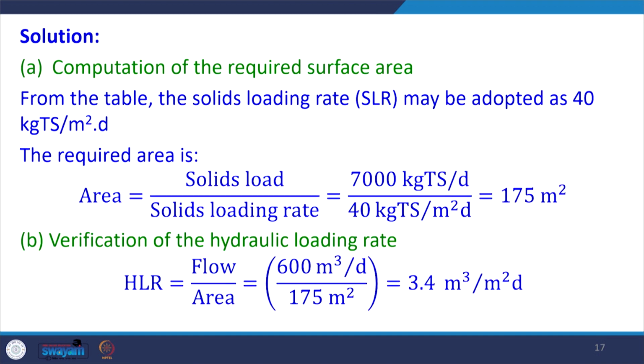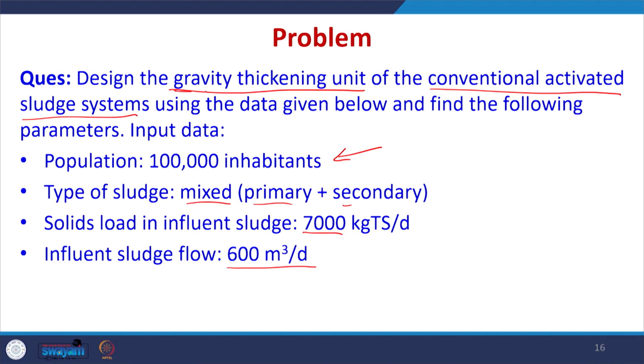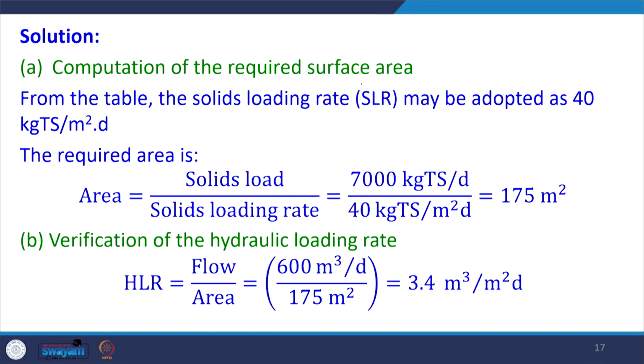So, we have to design a gravity thickening unit. Let us calculate the parameters, because designing means we have to calculate the hydraulic loading rate, and we have to calculate the required surface area. So, first calculate the required surface area.